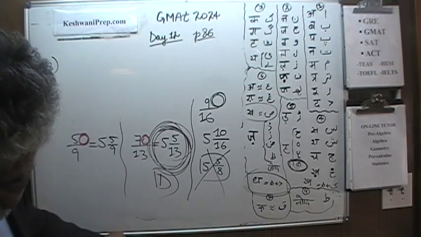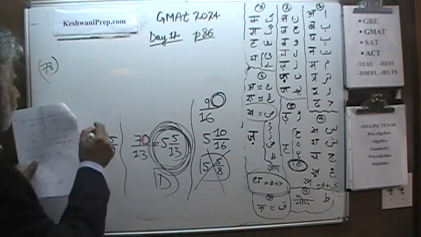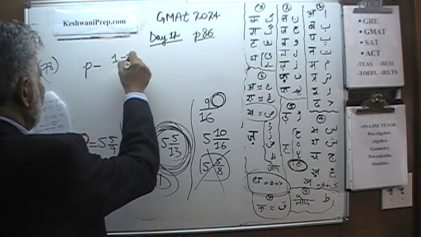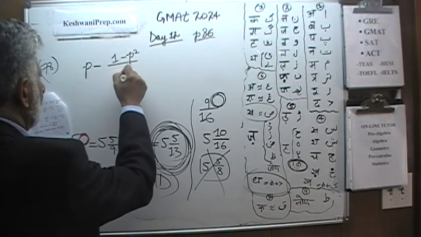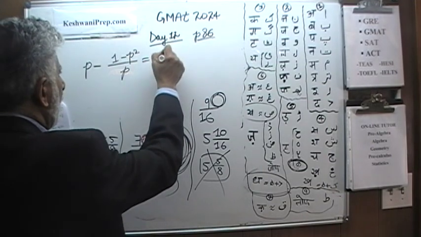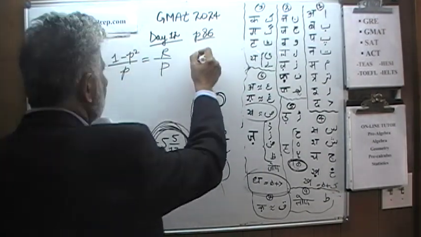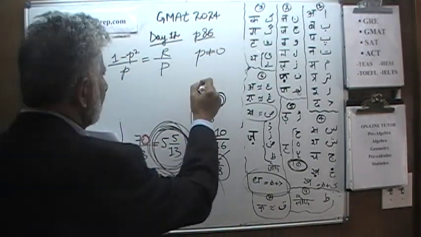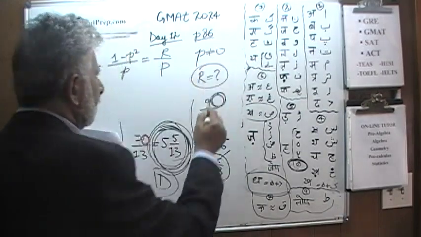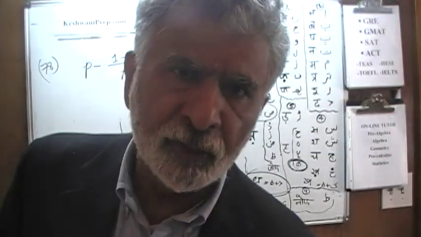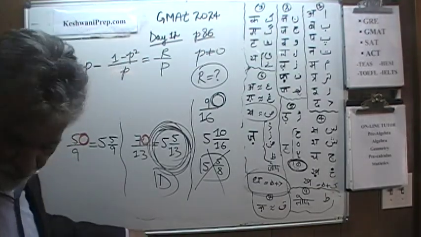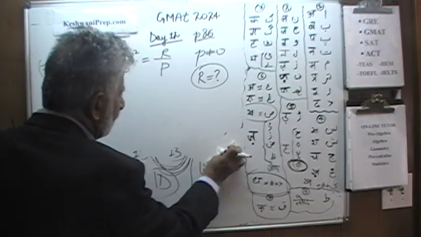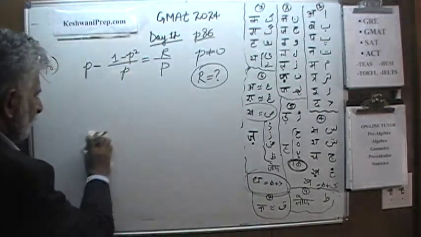Number 78 is a very, very straightforward question. It's a very simple question. We are told that p minus 1 over p, squared over p, is equal to r over p, and that p does not equal 0, of course, because we are dividing by p. The question simply is, how much is r? They just want us to solve this equation for r. Very simple, very straightforward problem. Let's do it together. Nothing to it at all, no complication.